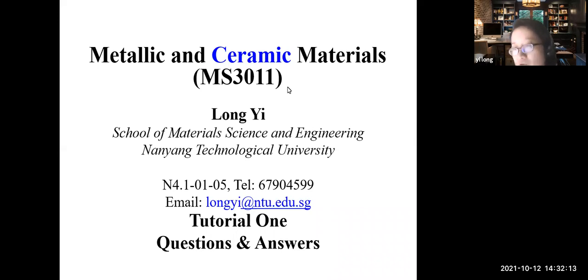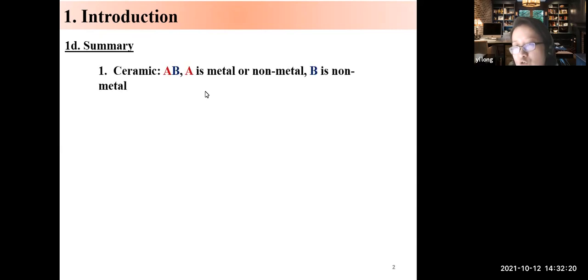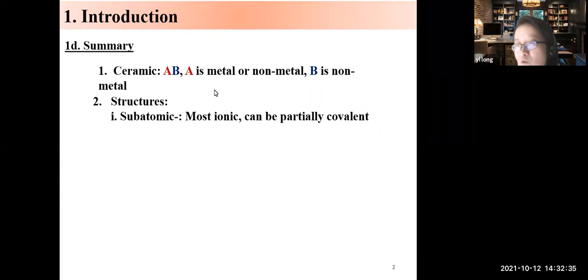Okay, so this is the first tutorial. Let's quickly see what we have learned in the last 2 weeks. For the summary of the first introduction, the first section: the ceramic we said is ABE. Somewhere you must have a non-metal. So we say A is either metal or non-metal, B is non-metal. No matter what, you need to have at least one non-metal. Then you can form a ceramic.